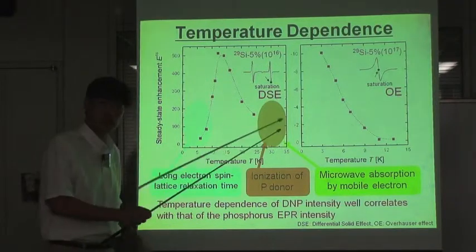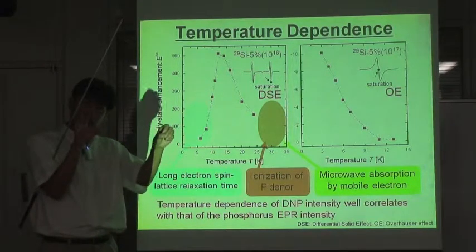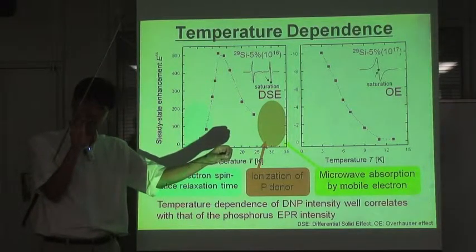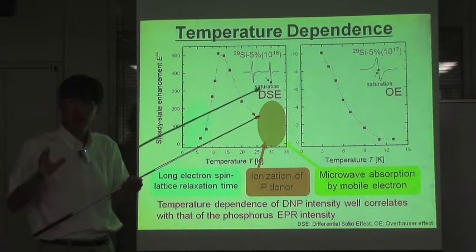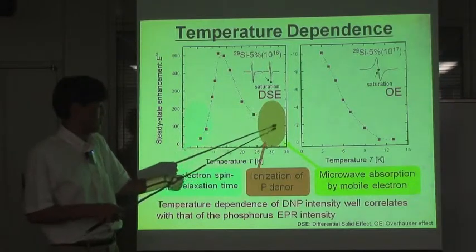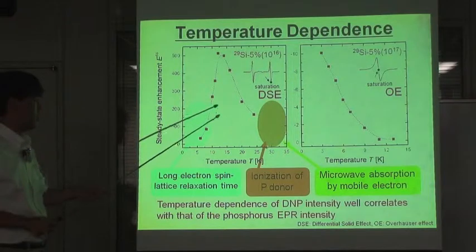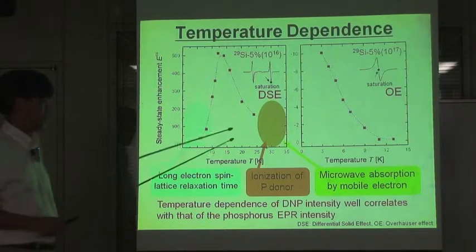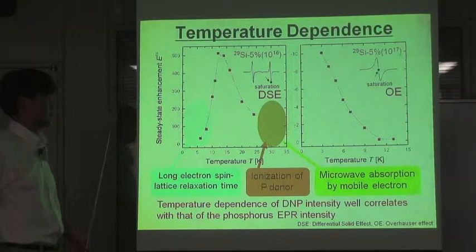At high temperature, electrons bound to phosphorus are ionized or otherwise detached from phosphorus. So if we lose the electron, then there's no electron paramagnetic resonance either. So this is why at high temperature, we don't get any EPR transition nor DNP, 29 silicon NMR intensity. Okay?